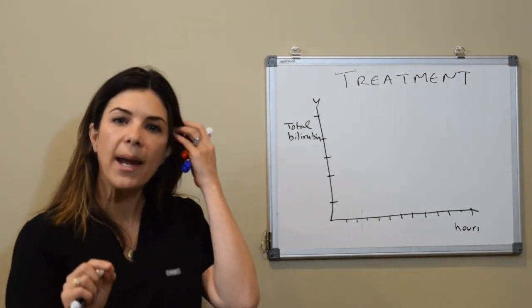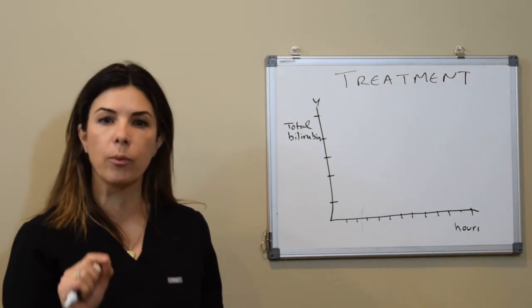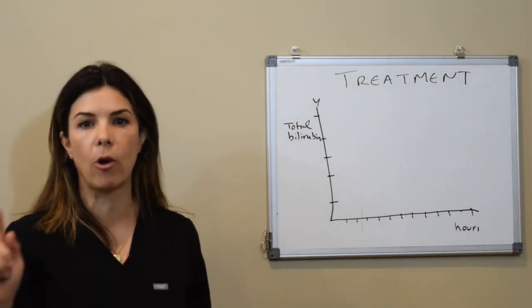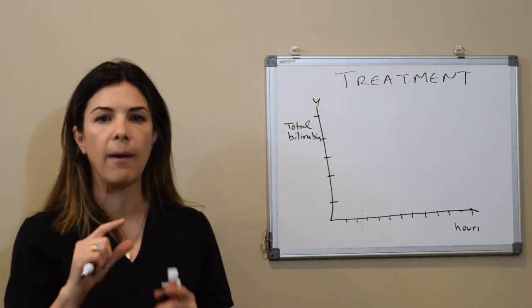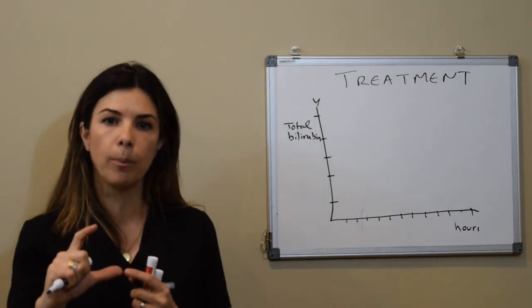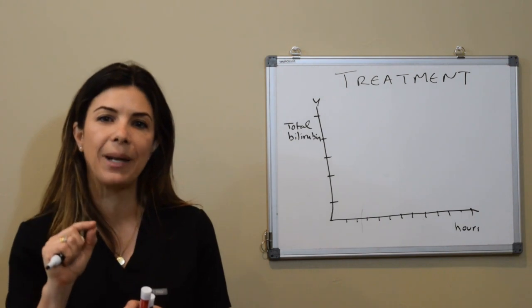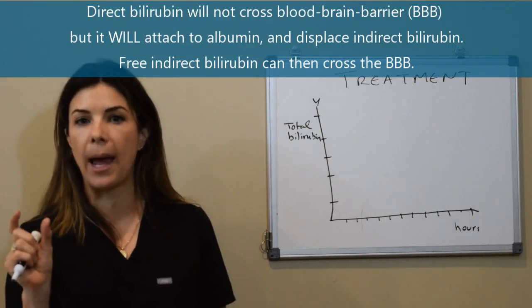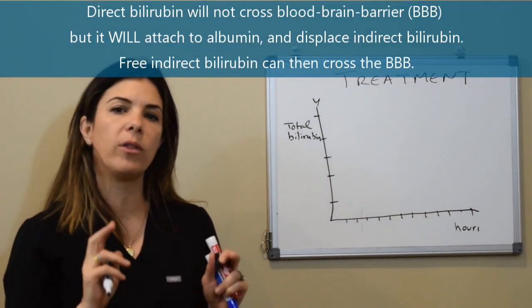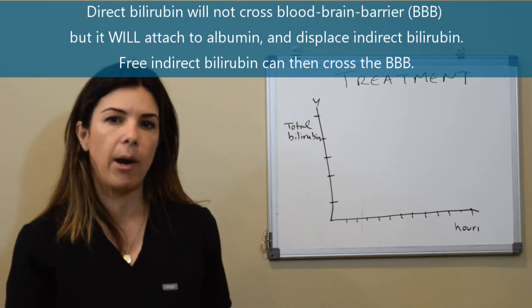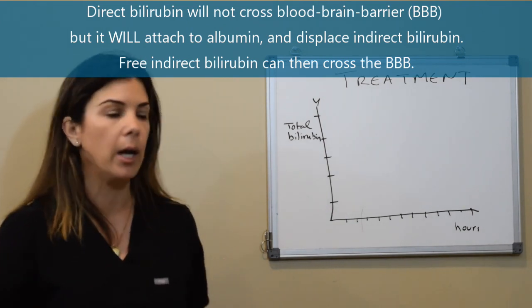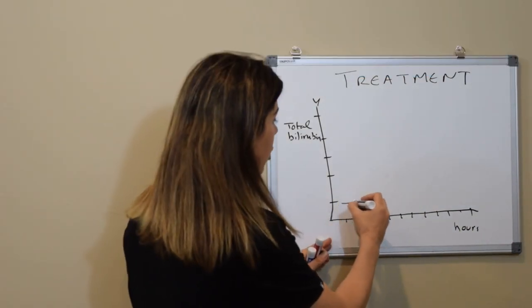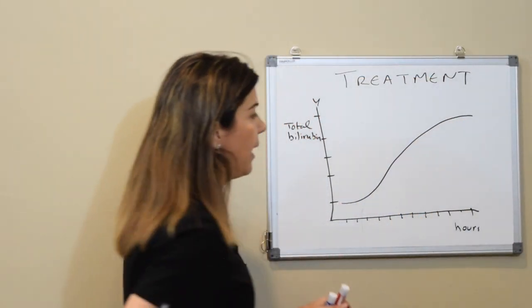And why is that when we know that it's really only the indirect bilirubin that crosses the blood-brain barrier? If you remember from lecture 1, it's because having a slightly higher total bilirubin will displace that indirect bilirubin from the albumin, and so you'll end up with more free indirect bilirubin in the blood that has the ability to cross the blood-brain barrier. So these curves look something like that.